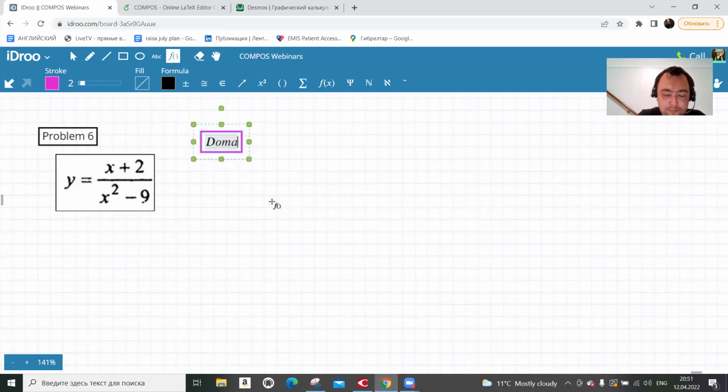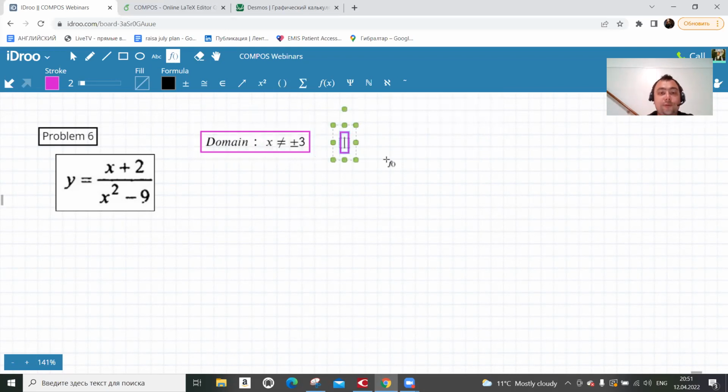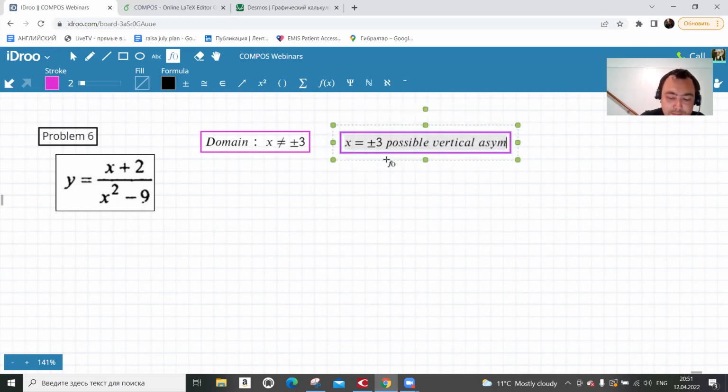So domain: x is not equal to plus or minus 3, because if x is 3 or minus 3, the denominator is 0. So automatically, these are candidates for vertical asymptotes. x equals plus or minus 3 are possible vertical asymptotes.